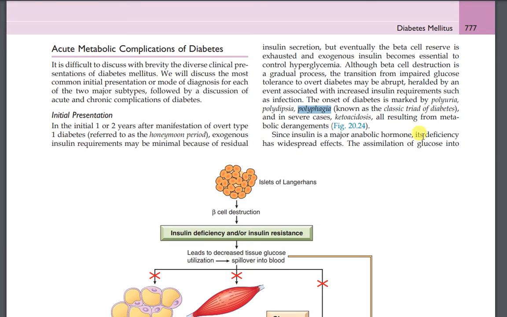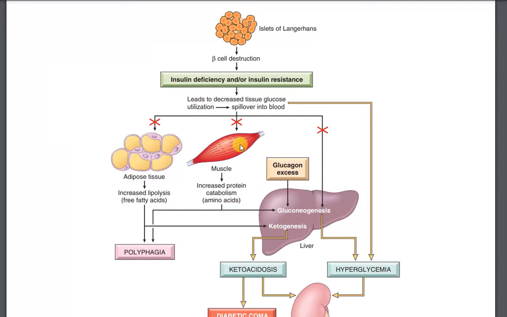Since insulin is a major anabolic hormone, its deficiency has widespread effects. So which effects do we have? It has effects on adipose tissue, where glucose is rearranged into fat, triglycerides. Then in muscles, it activates muscle production. But actually, insulin is not inevitable for muscles. Muscles can consume glucose even without insulin. So that's why they are not so affected.